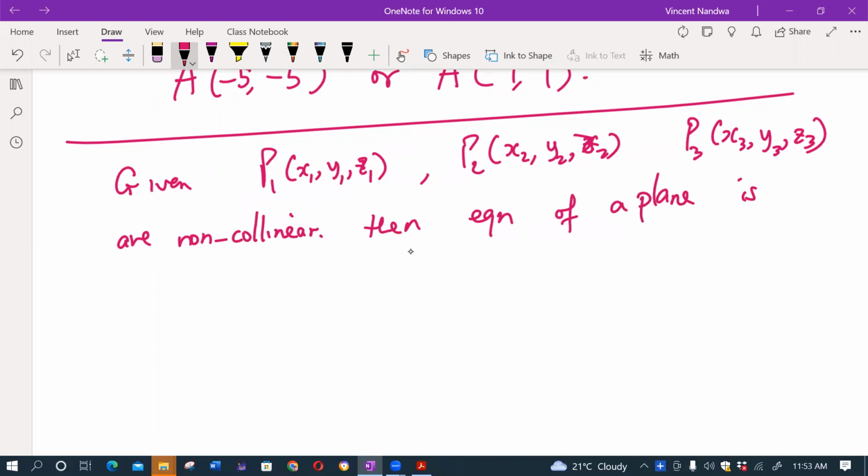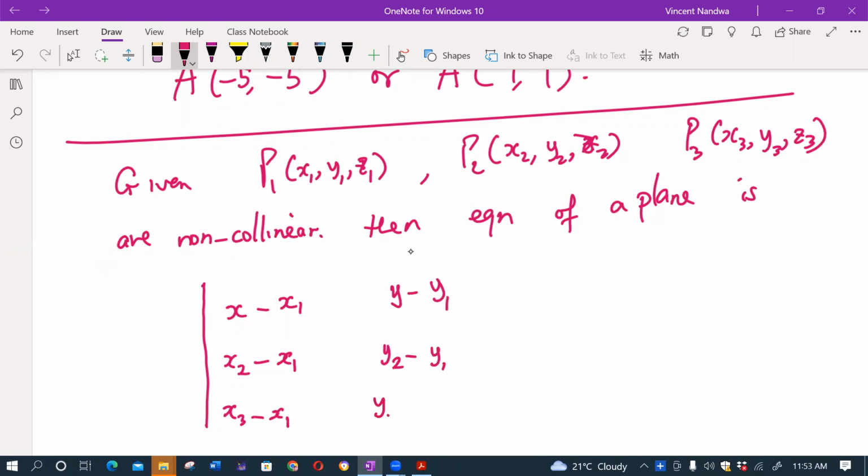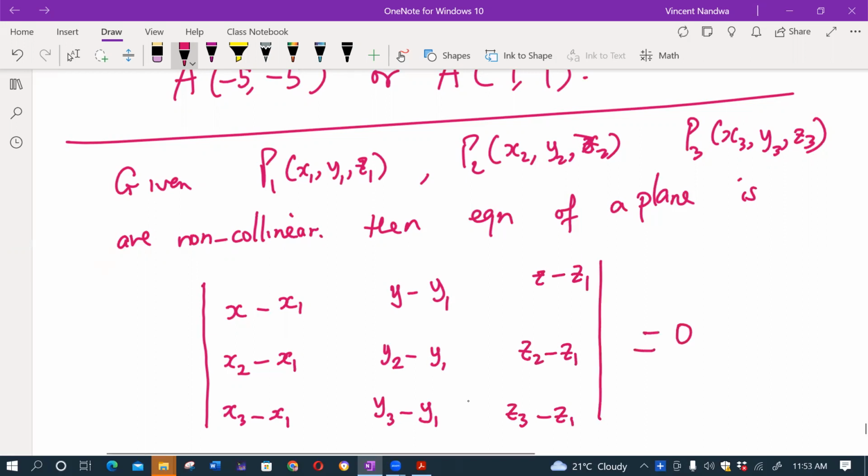is simply given by the determinant of X minus X1, X2 minus X1, X3 minus X1, Y minus Y1, Y2 minus Y1, Y3 minus Y1, Z minus Z1, Z2 minus Z1, Z3 minus Z1, equals 0.